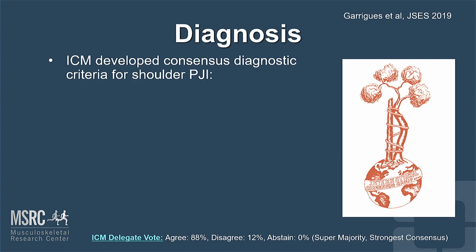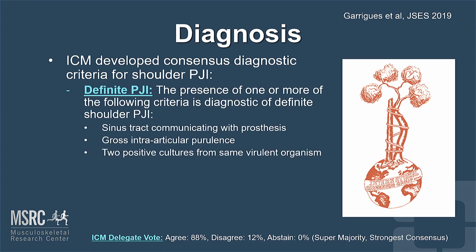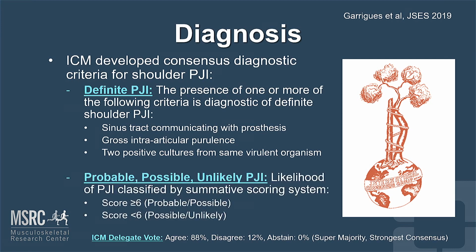difficulties. The International Consensus Meeting on Musculoskeletal Infection has developed recently for the first time a consensus diagnostic criteria for shoulder periprosthetic joint infection, particularly to address this common scenario of positive cultures without any other overt signs of infection. They developed a definite infection category, but a summative scoring system to address these other categories of likelihood of infection in which there is less overt signs of infection, including a probable, possible, and unlikely to be PJI category.